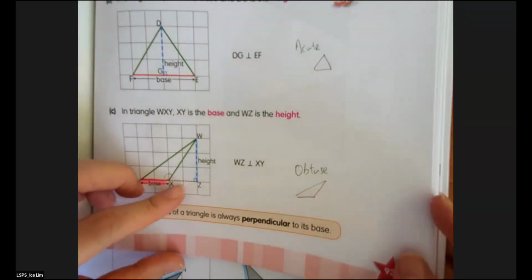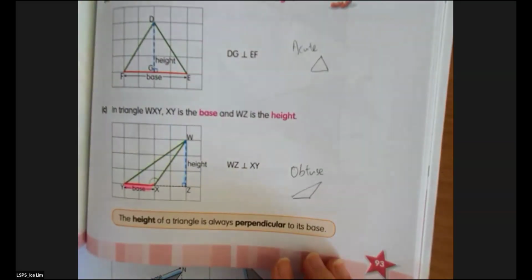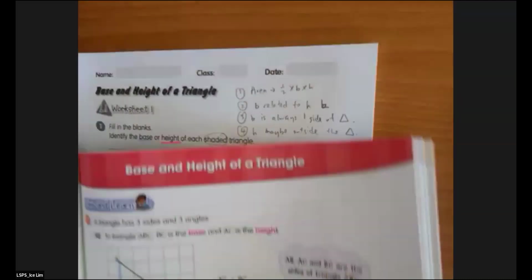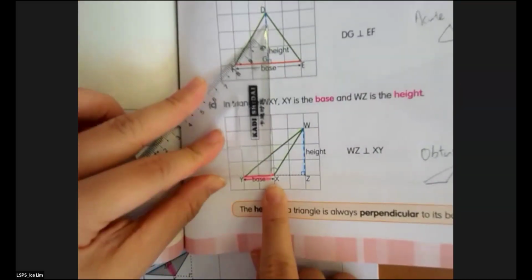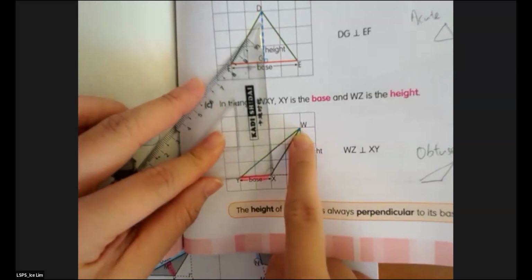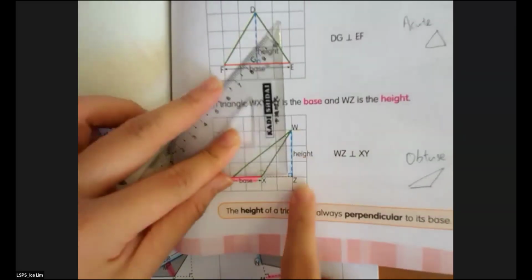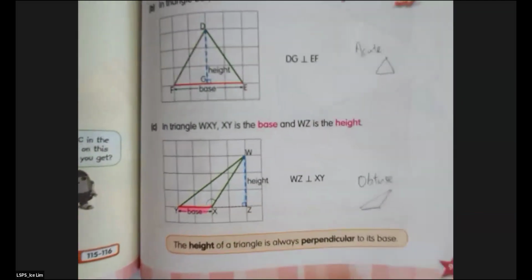Now, yes, Jared, you're trying to say something. Very good, exactly. Because if I put my set square and try to find a corresponding line to the base here, I cannot. It's not possible at all. I cannot find where it's touching the tip of the triangle. It will end up being outside. That's exactly why there's actually a reason.